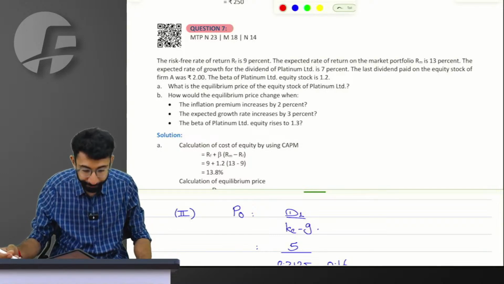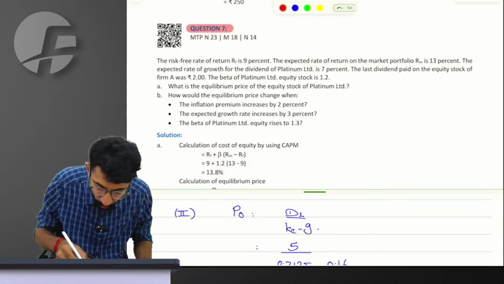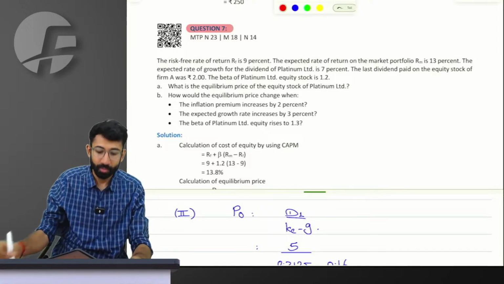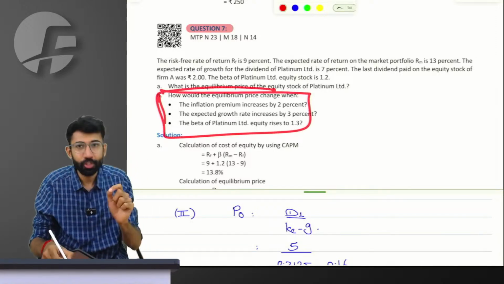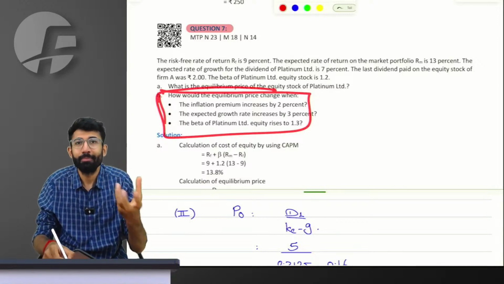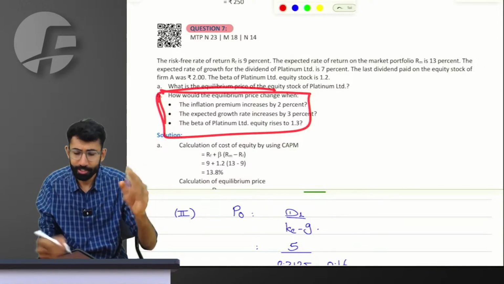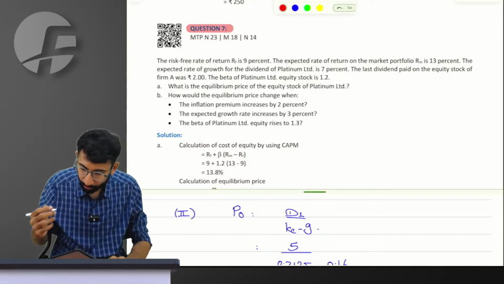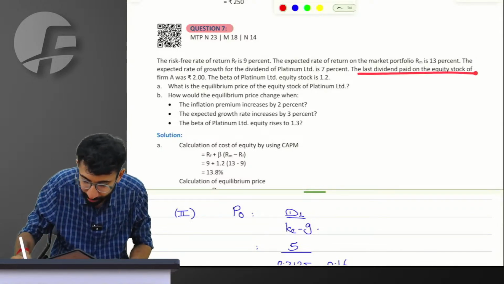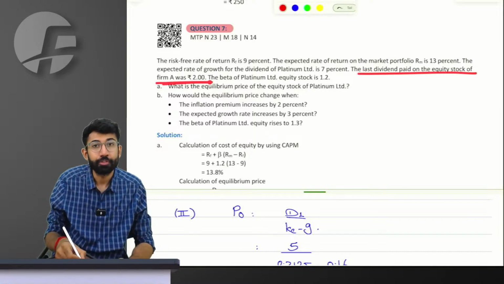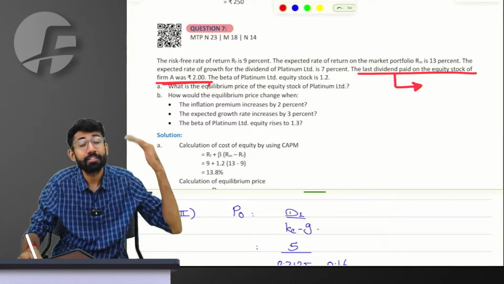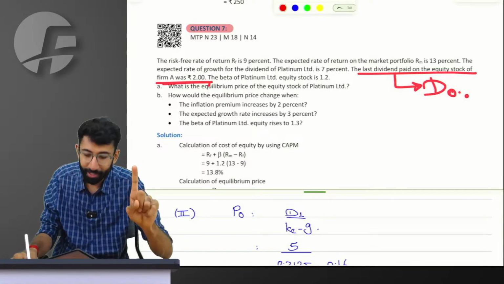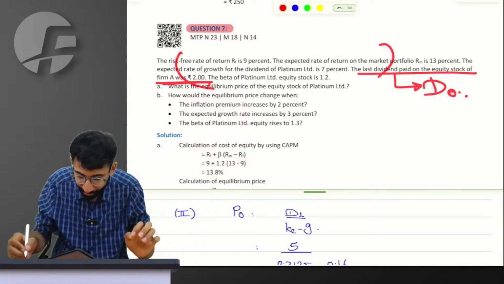Question number 7. In this question, you will have to try at home, but one thing I want to explain. In this question, I want to teach you something which is mathematical in nature. Logically, you are all set, you know everything, right? For example, the last paid dividend on this equity stock was rupees 2. It is very clear. Last paid dividend means the given dividend is D0. First thing is clear. Everyone in the class. Rest of the things you can crack on your own.